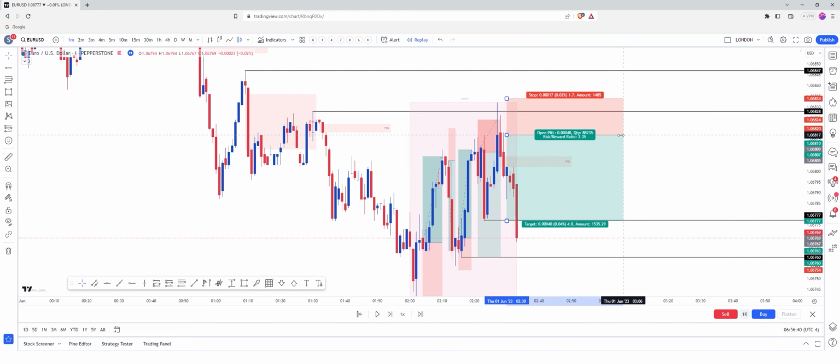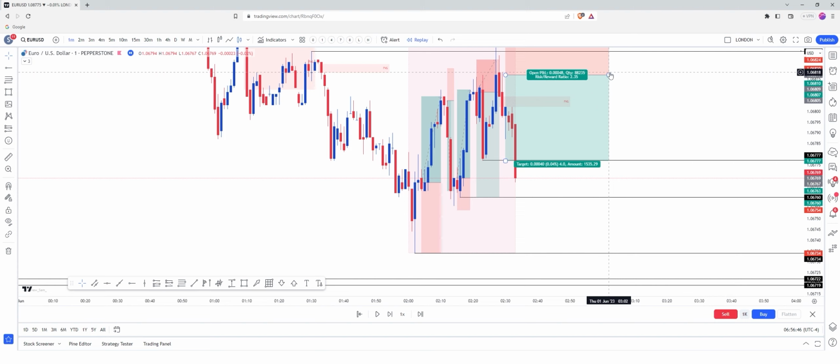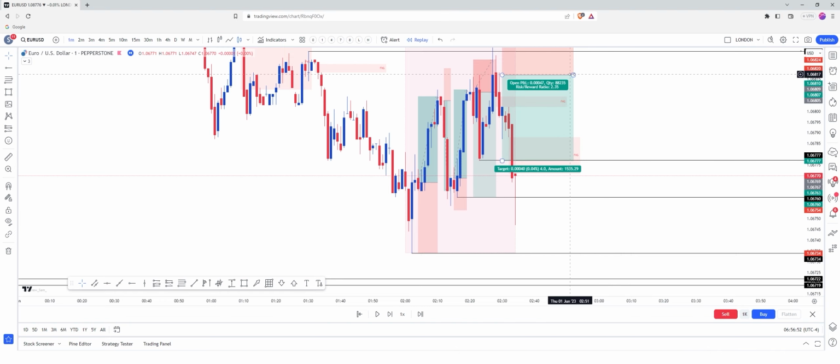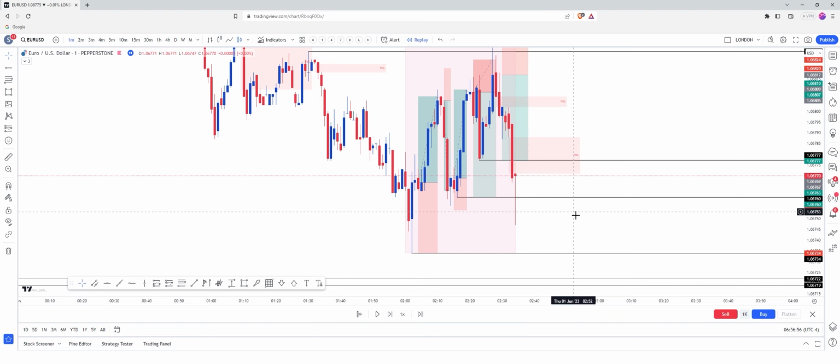So there we've got another 2.3R. So now we're looking for a failure to displace from any of these swing lows to get into a long position to try and trade this back up again. Taking the low, big failure to displace there. So this would be another trigger to go long.